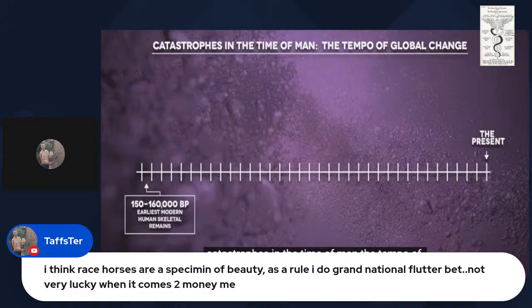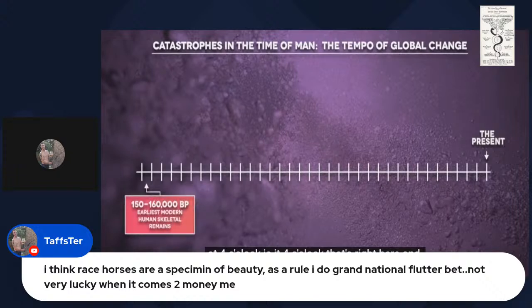Catastrophes in the time of man, the tempo of global change. What I've done here is I put a time bar that goes from the present right here. This is us now. This is today. Right here is May 3rd at 4 o'clock. Is it 4 o'clock? That's right here. And this is 150,000 years ago.